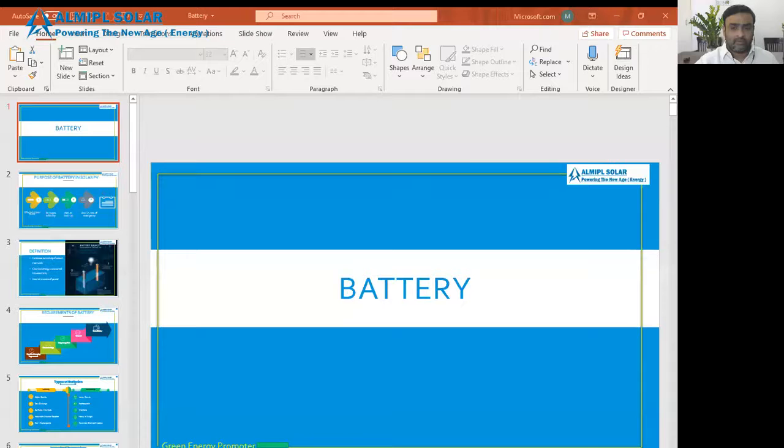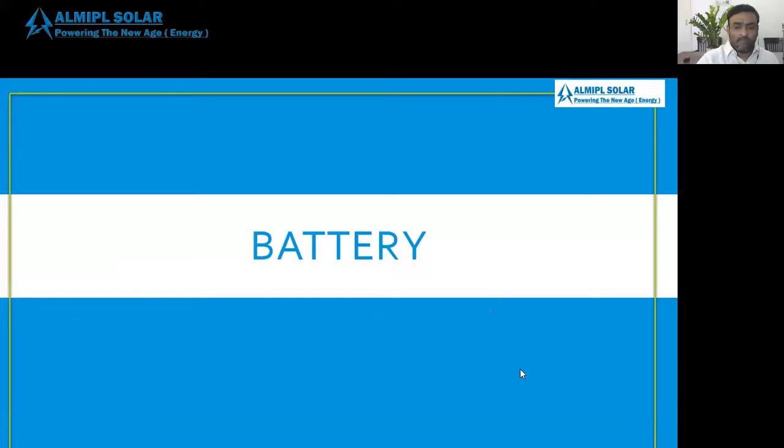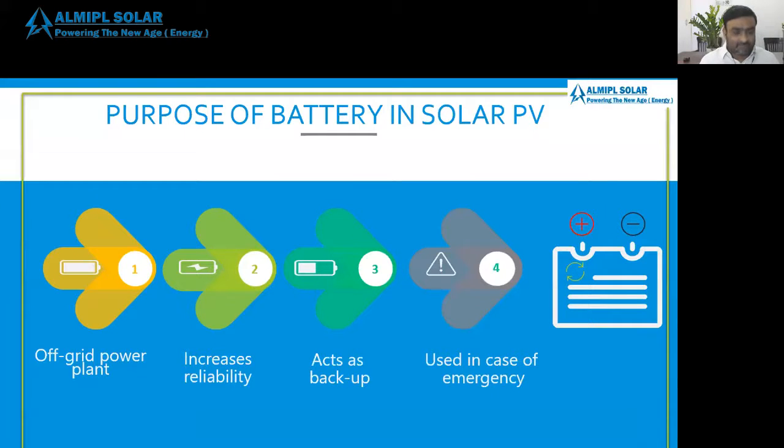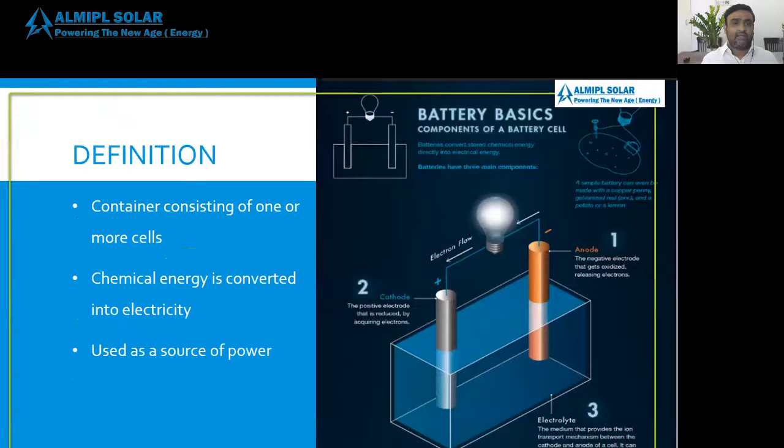So let's come. We can see what components are involved. Batteries in an off-grid power plant increase reliability and act as a backup used in case of emergency. The purpose of a battery is these four: off-grid power plant, increased reliability, acting as a power backup, used in case of emergency. These are the things involved.